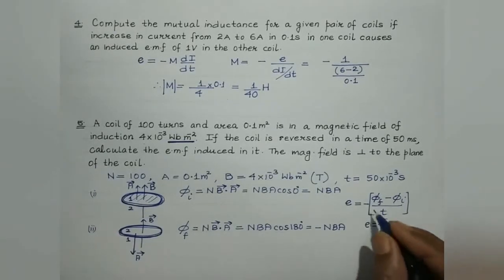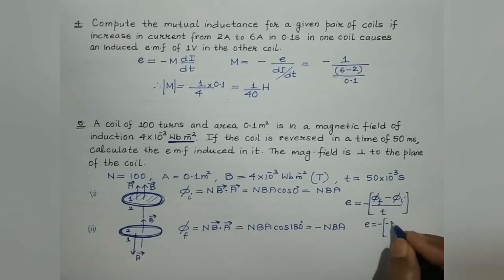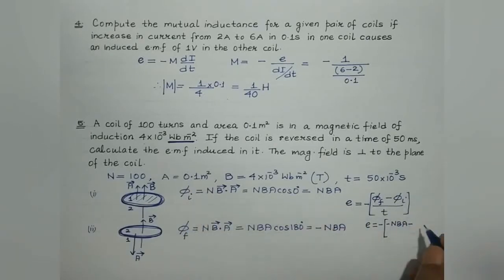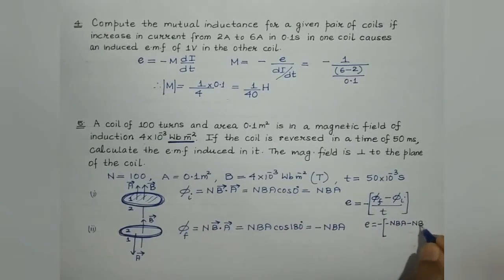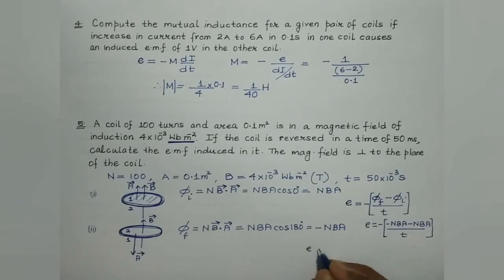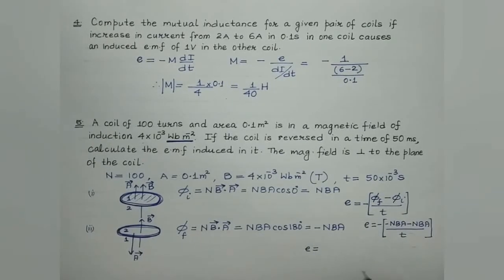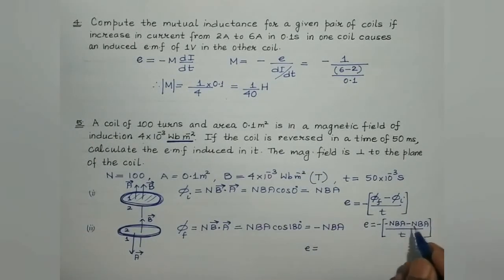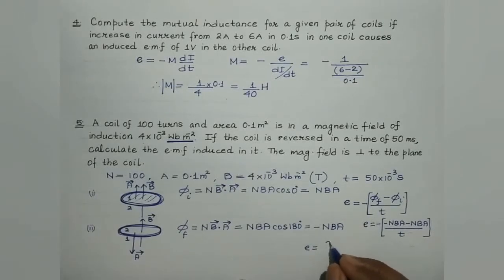Minus, what is phi f? It is minus NBA. Minus, what is phi i? Again NBA, divided by t. So the induced EMF is equal to, what we get is minus twice NBA, and here there is a minus, so it will get compensated. We get twice NBA divided by t.